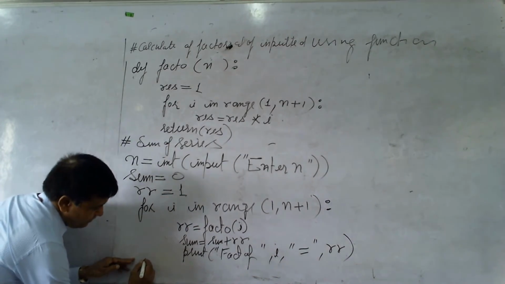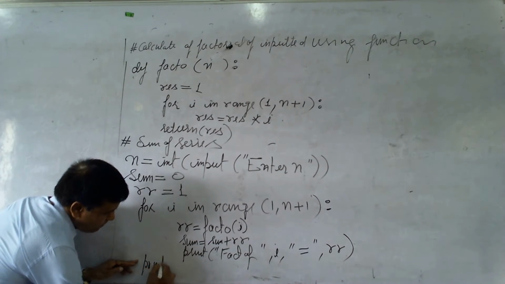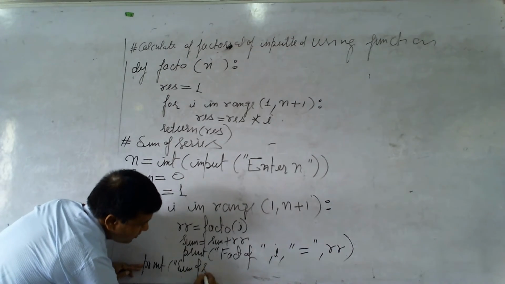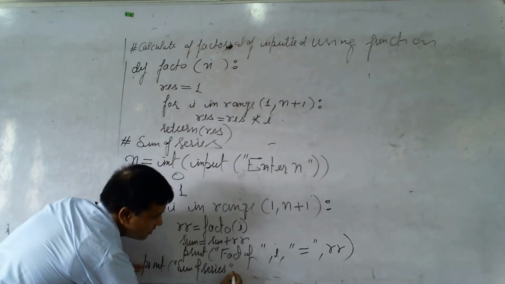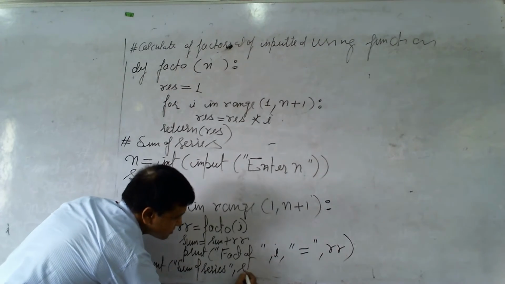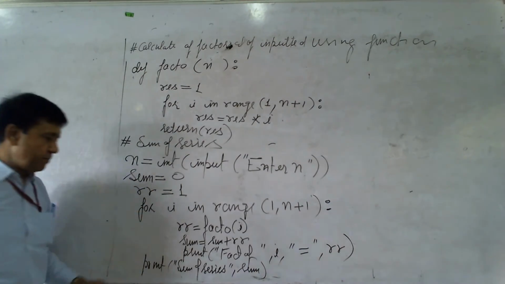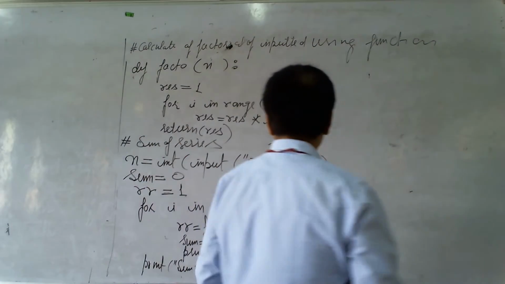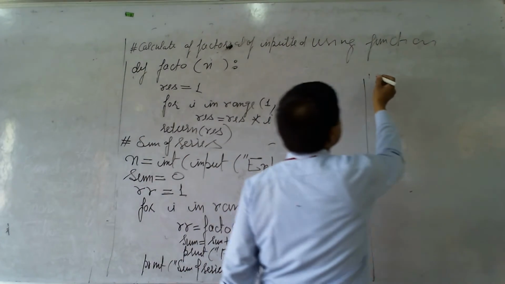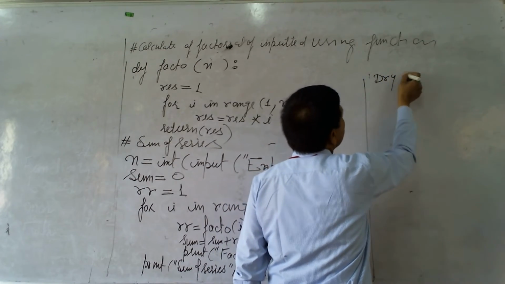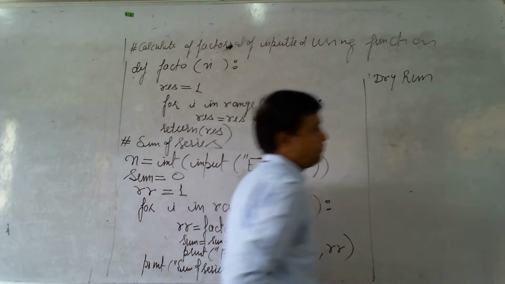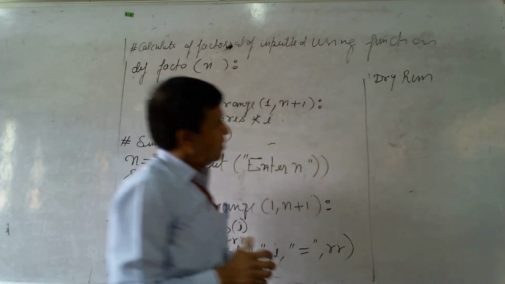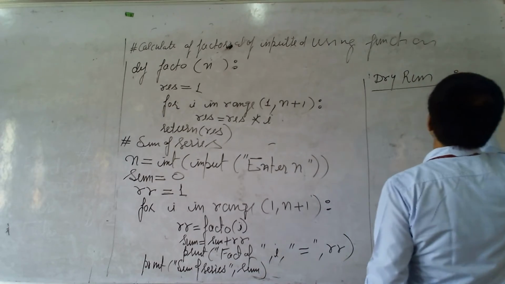So I will write here print sum of series comma this is sum. This is the complete program. Now I will explain this program again with the help of a dry run. I will explain it on the board, how it is executed.